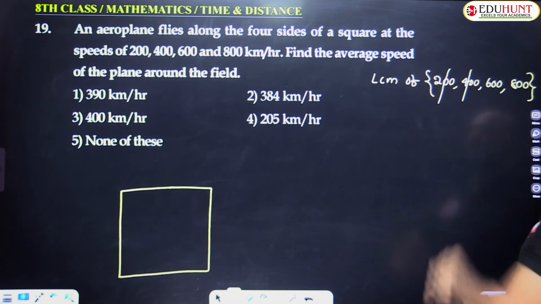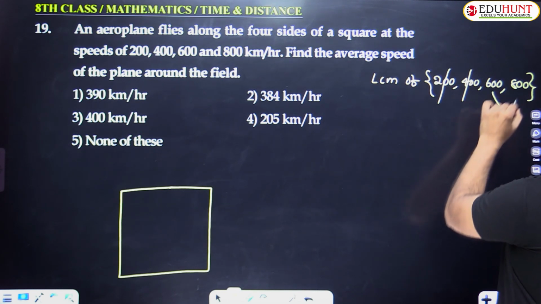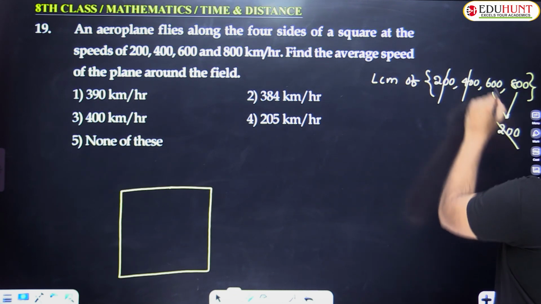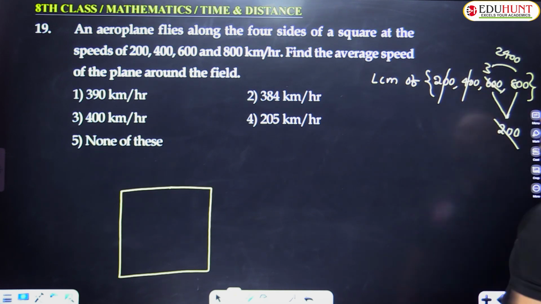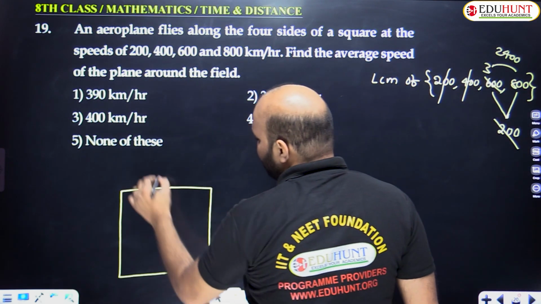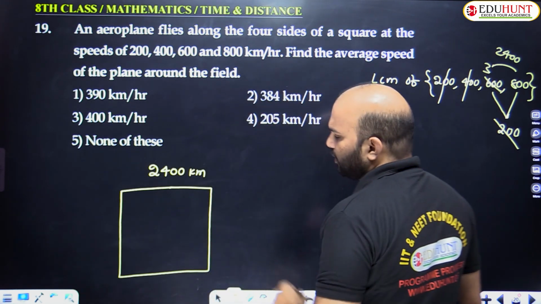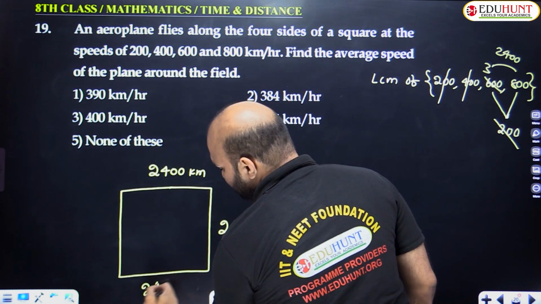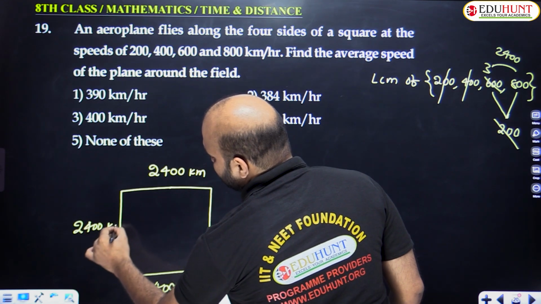What is the shortcut method of LCM? First, eliminate the common terms, because 200 and 400 are common factors of 800. Then the highest common factor of the remaining two numbers, 600 and 800, is 200. Cancelling by that HCF, 1 is 200 and 3 is 600, and the remaining product is 2400. That is the LCM. So let me take each side as 2400 kilometers, because all sides of the square field are equal.